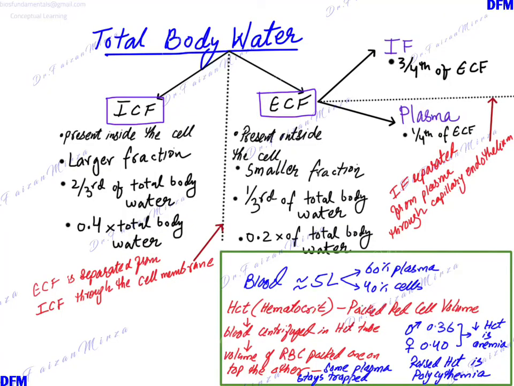We discussed that the major proportion of the total body water resides in the ICF and a minor proportion in the ECF, and the ECF has interstitial fluid and plasma as its further components, where interstitial fluid is the larger fraction of ECF and plasma is the smaller fraction, 3/4 and 1/4, as discussed earlier.